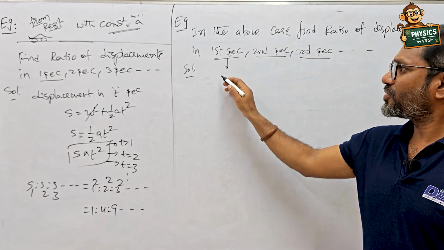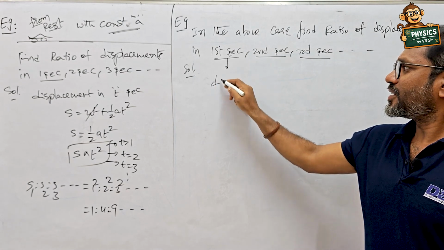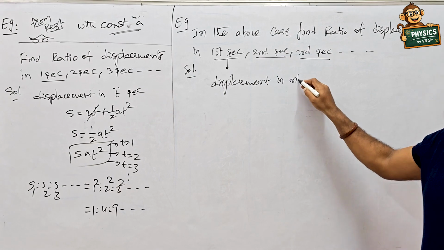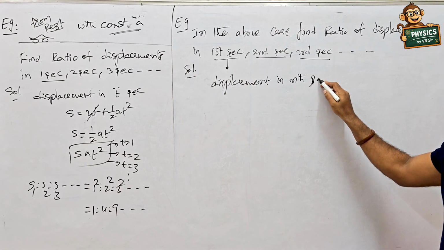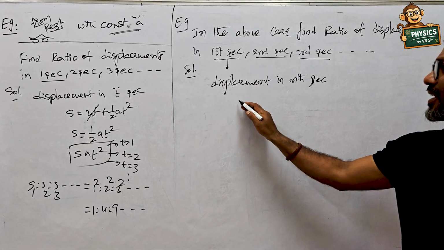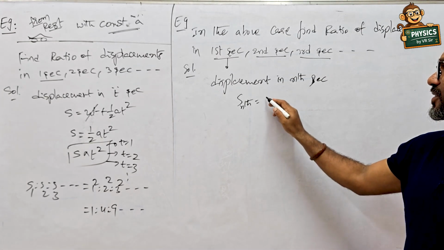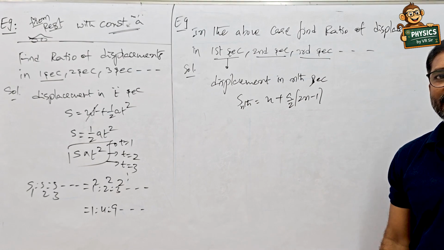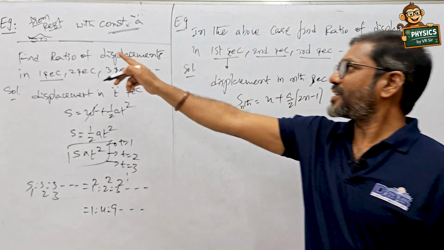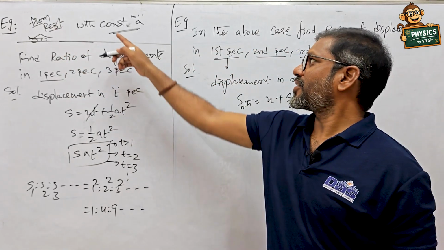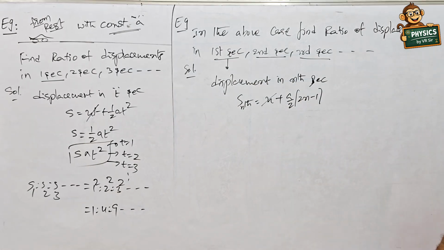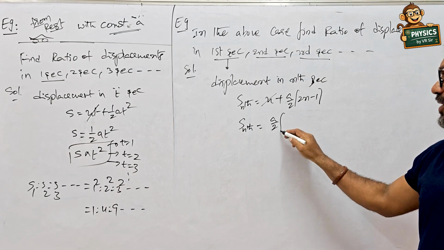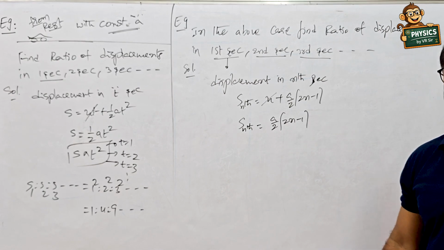Now what is the formula we should use for this? This is nothing but displacement in the nth second. Displacement in the nth second formula we should use. What is that? Displacement in the nth second is u plus a by 2 into 2n minus 1, right? And again it starts from rest, isn't it? What is the condition? Starts from rest and acceleration is constant. So starts from rest, initial velocity is 0. So S nth is equivalent to a by 2 into 2n minus 1.